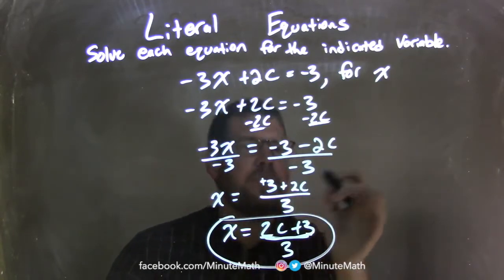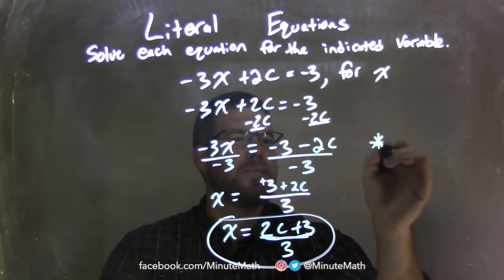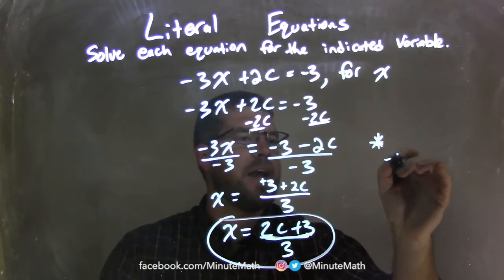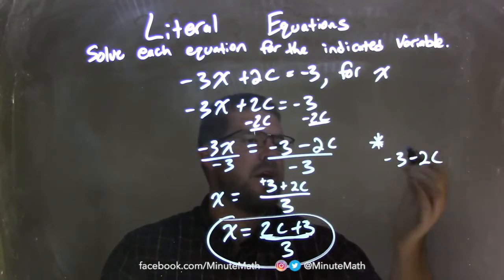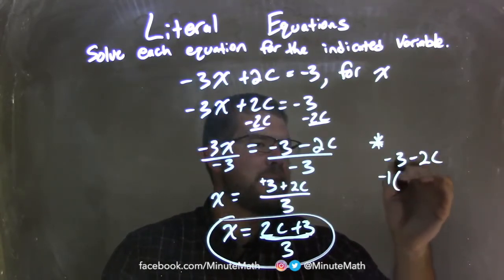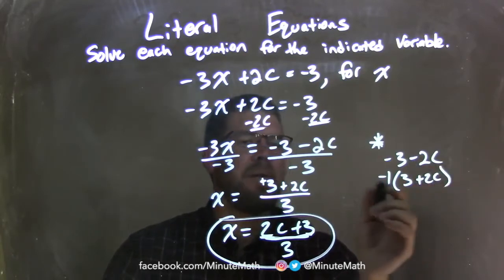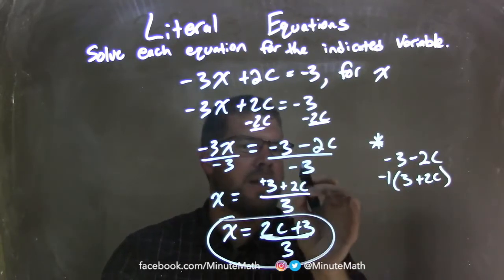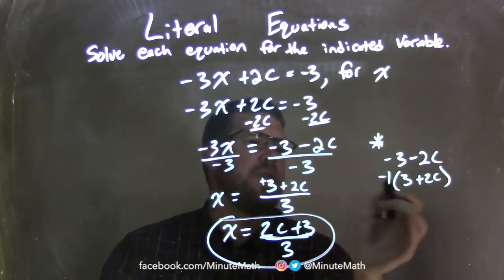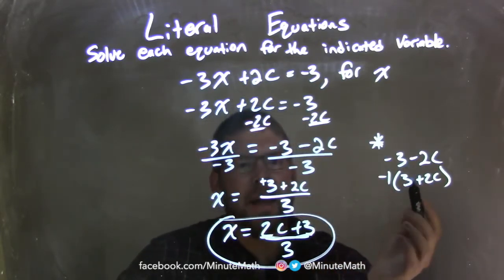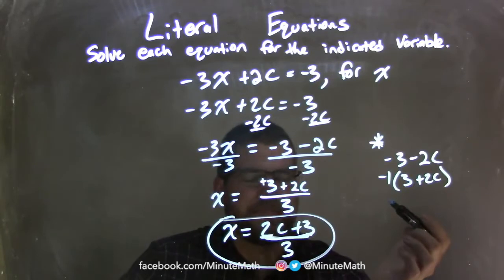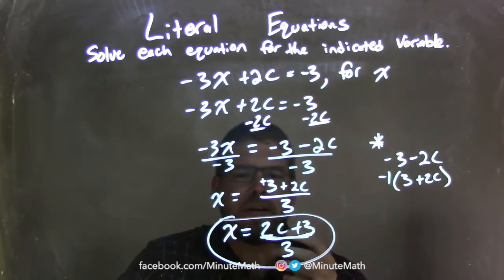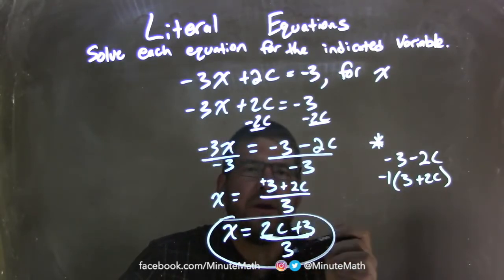Now, if that confused you here, what you can also see is if I had a negative 3 minus 2c, if I pulled out a negative 1, that makes that 3 positive, and that makes this a positive 2c. And maybe that's a little easier to see, and that would be canceled out with that negative that's down below. So that's a little note. You could have done it that way, and that might have helped you see it. But either way, my final answer here is x equals 2c plus 3 all over 3.